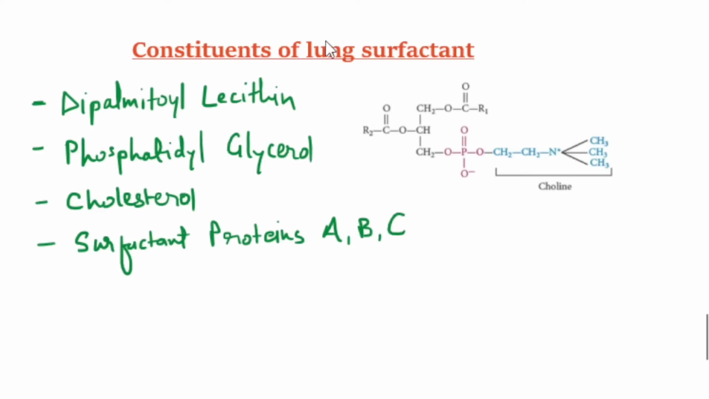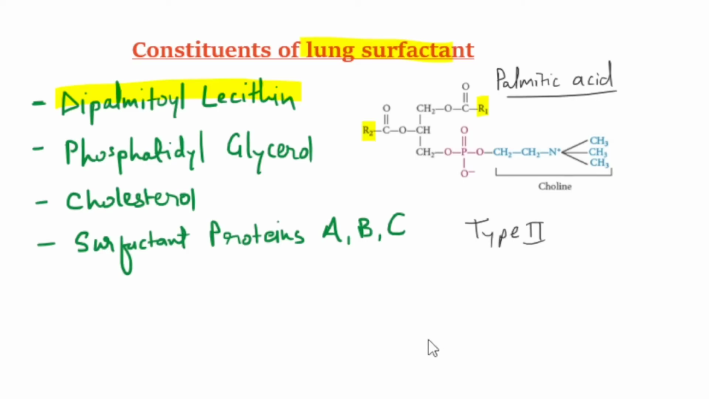The constituents of lung surfactant are dipalmitoyl lecithin, phosphatidyl glycerol, cholesterol, and surfactant proteins A, B, and C. In dipalmitoyl lecithin, the fatty acids attached to the first and second carbon of glycerol are palmitic acid. It is secreted by pulmonary type 2 epithelial cells. Its main function is to reduce the surface tension at the air-liquid interface in the lung and prevent the collapse of lung alveoli. During fetal life, the lung synthesizes sphingomyelin before the 28th week of gestation.